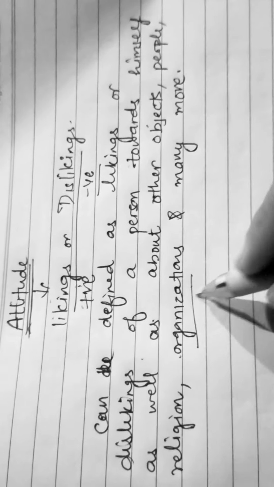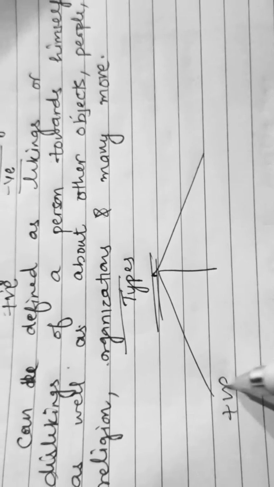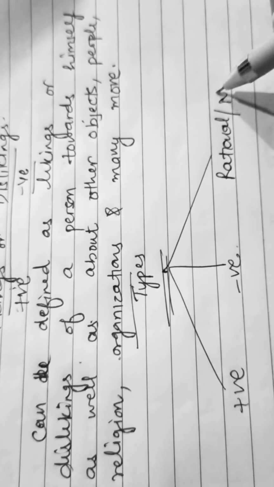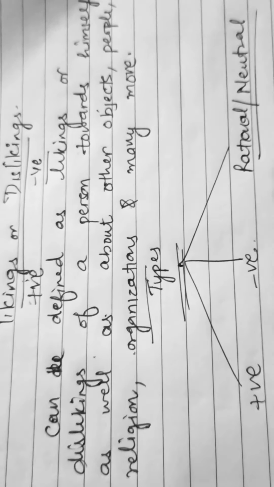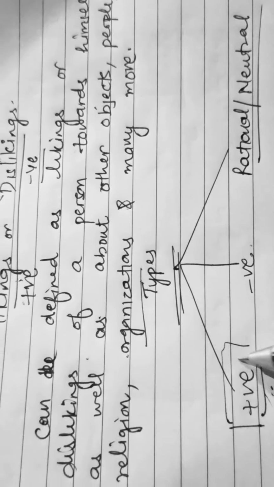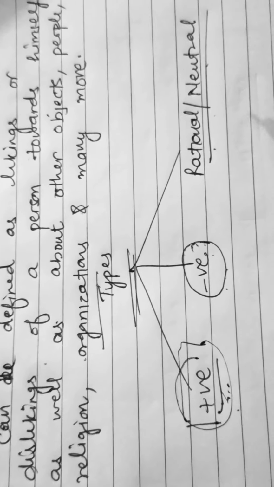Now, attitudes are basically of three types: positive attitude, negative attitude, and rational or neutral attitude. Positive attitude means that for every situation, for myself as well as for others, I have a positive attitude. Positive means you like; negative means you don't like. Rational or neutral means you are neither saying very positive, nor very negative. It's called neutral or rational.